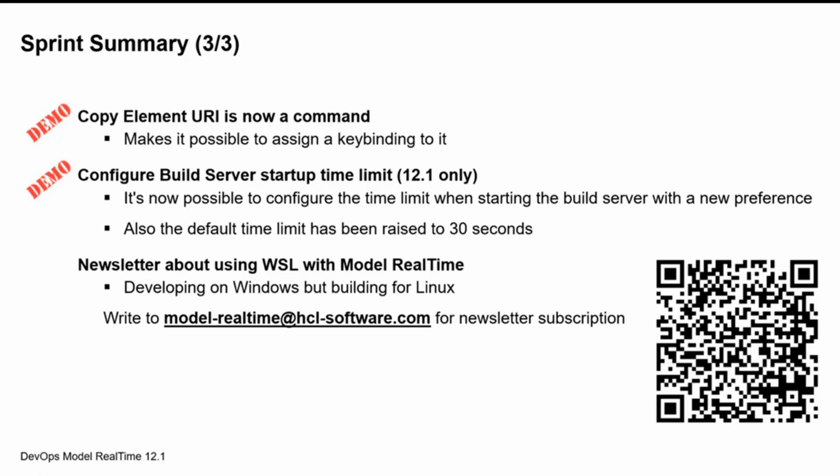I'd also like to mention a newsletter that was sent during the sprint about how you can develop on Windows but build for Linux using the Windows Subsystem for Linux, WSL. If you didn't receive the newsletter but are interested, you can find it in our info center under the newsletter section. If you want to receive future newsletters, write to us at the email address that you see here. We promise we will not spam your inbox. We usually just send 3 to 4 newsletters per year, so it should be acceptable, I think.